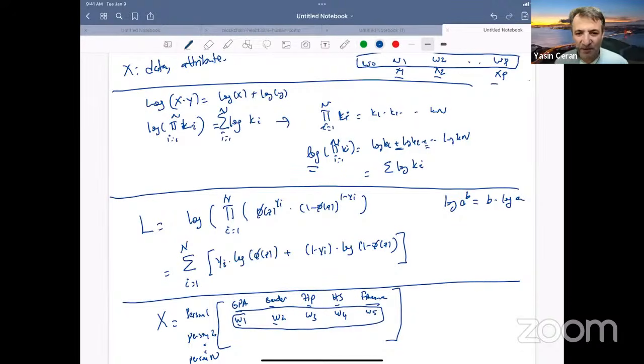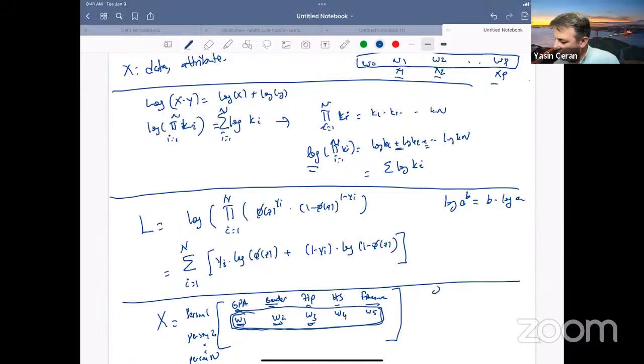W is always the same amount. So W1 is for GPA, W2 is for gender, W3 is for zip code. Each W corresponds to a different attribute. Once you find this set of Ws, it's one vector, a single vector. That W will be the same for everybody.